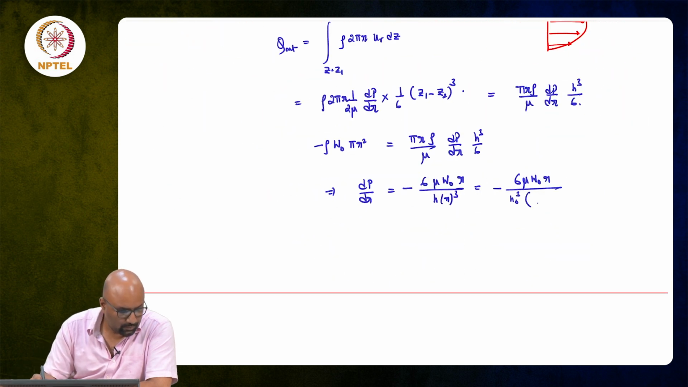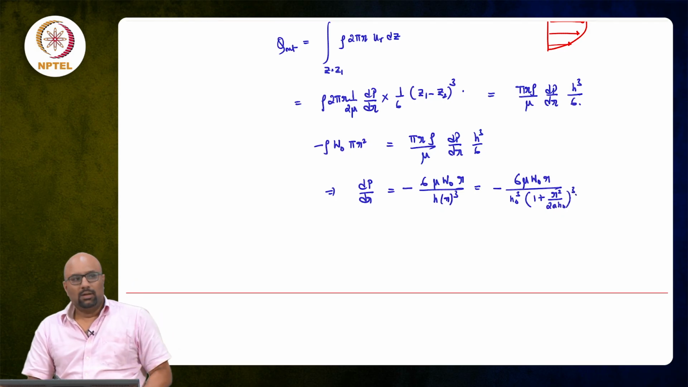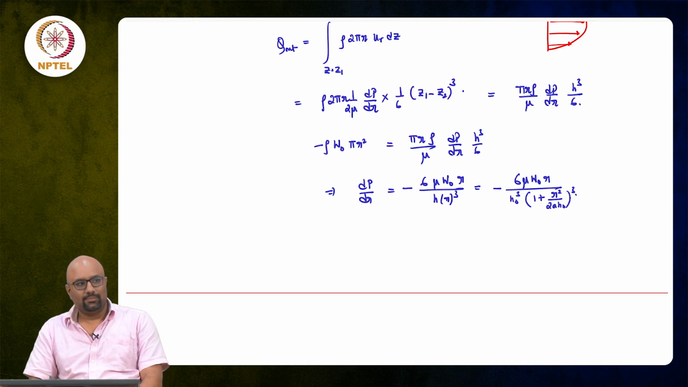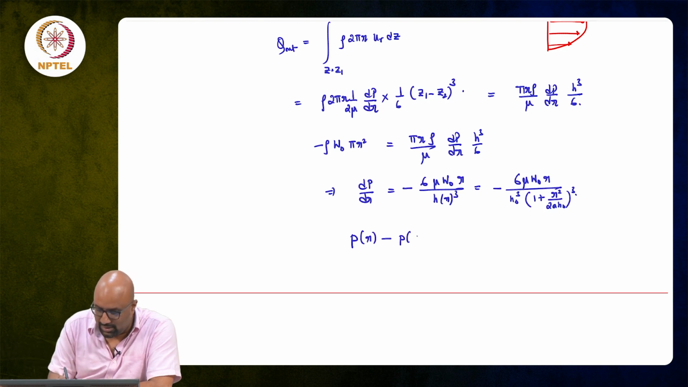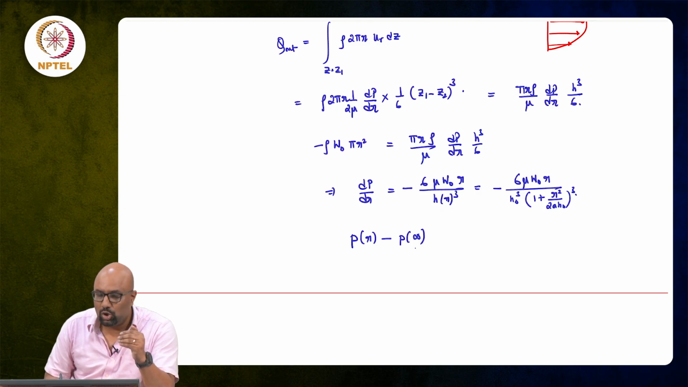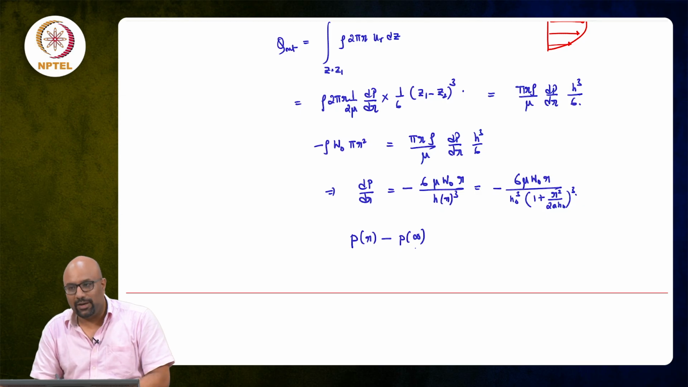H naught cube plus 1 by r square. Okay. Now, how do I find pressure? Integrate, obviously. So, pressure at some r minus pressure at a large distance, which I will take as infinity. So, what I am saying here is that I am integrating from r to a distance sufficiently large away.